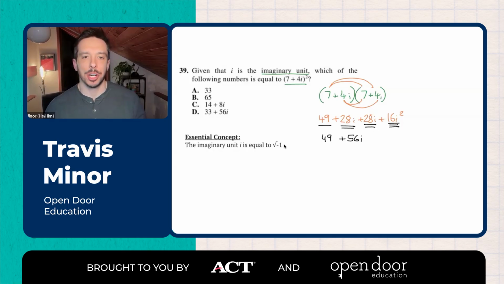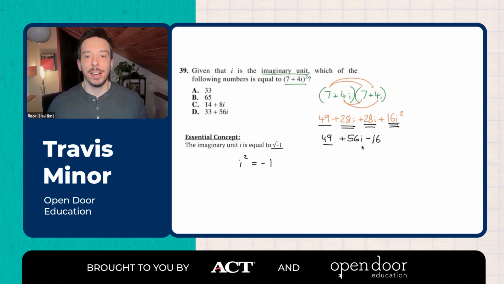And here's our key connection. If i is equal to the square root of -1, then i squared simply equals -1. So 16i squared is really 16 times -1, or that becomes minus 16.